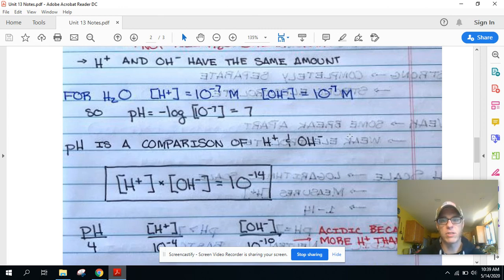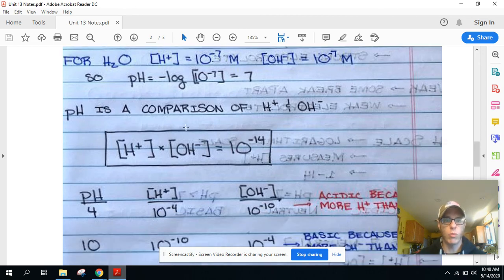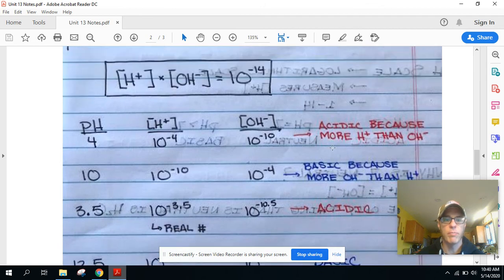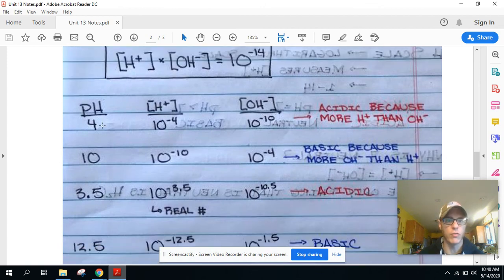The pH is a comparison of H+ to OH-, so we can use this equation to figure things out. And if we go down here, it's not too crazy. If the pH is 4, then the concentration of H+ is 10 to the negative 4, which means OH- is 10 to the negative 10th. If you remember multiplying exponents, we're adding these exponents together. Negative 4 plus negative 10 gives us negative 14.